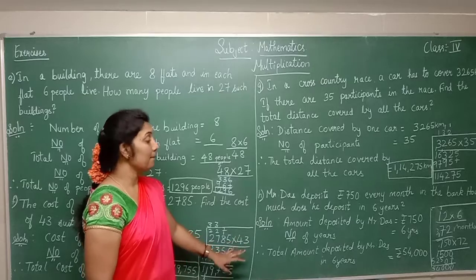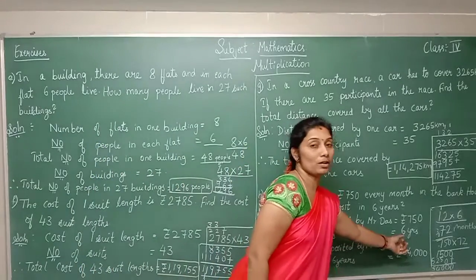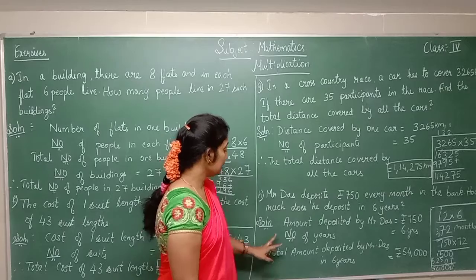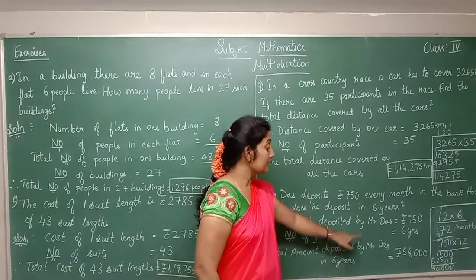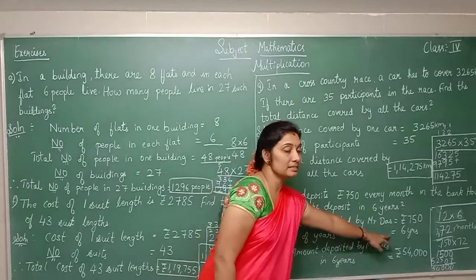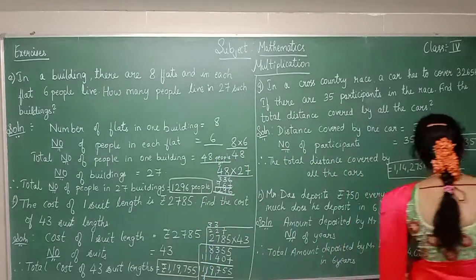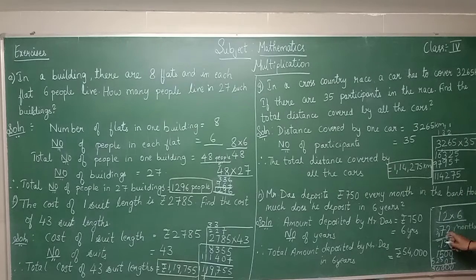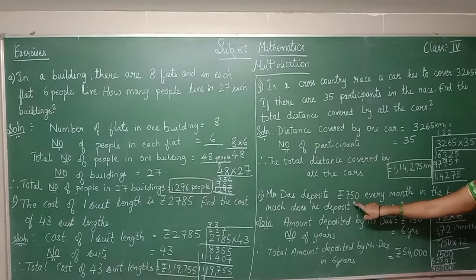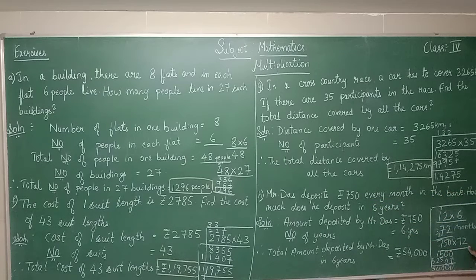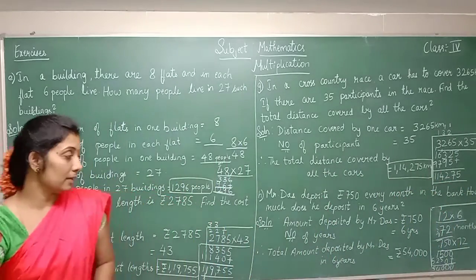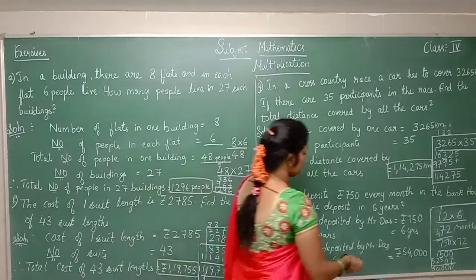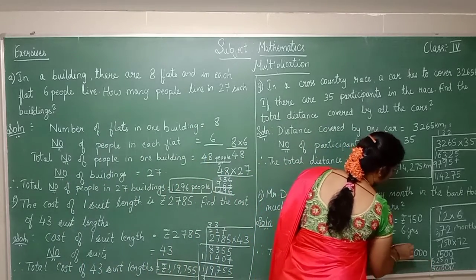Okay. Make a correction. I did something wrong there. See it again. The amount deposited by Mr. Das is 750 in one particular month. For 6 years, first we will convert 6 years into months. So 12 into 6 will become 72. Okay, fine. For 72 months we are going to multiply 750. So 750 into 72 will become rupees 54,000. So how much is deposited in the bank? For 6 years, 54,000 is deposited.